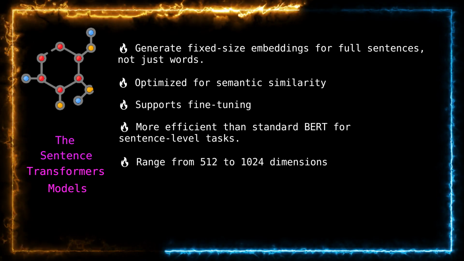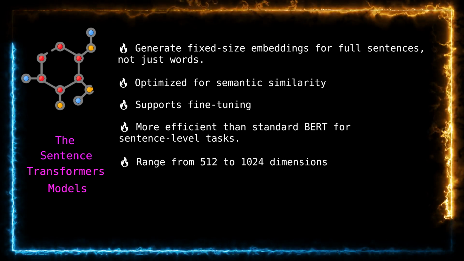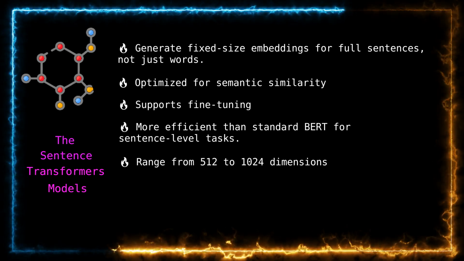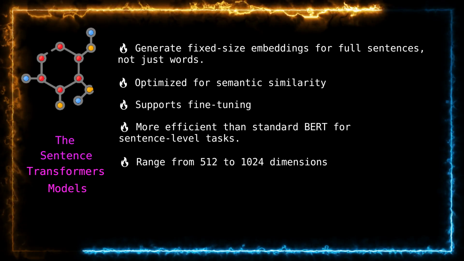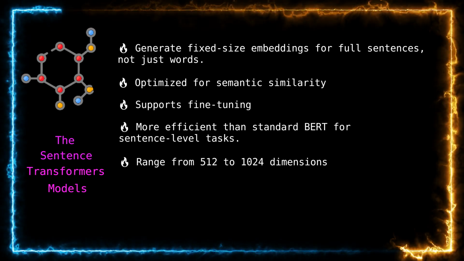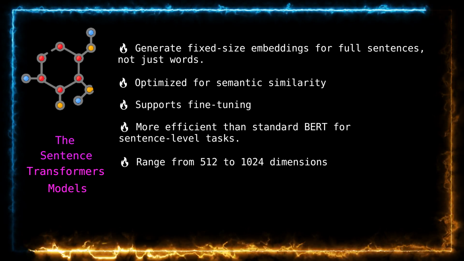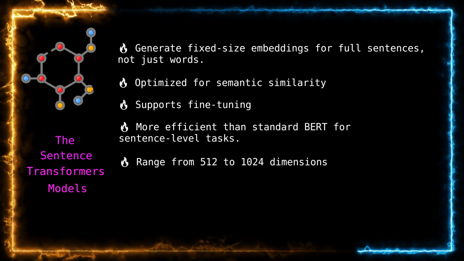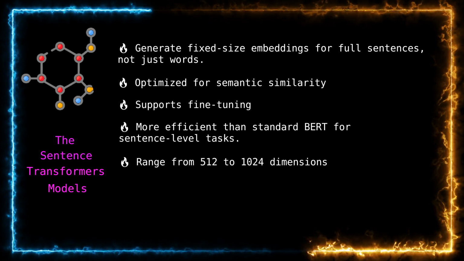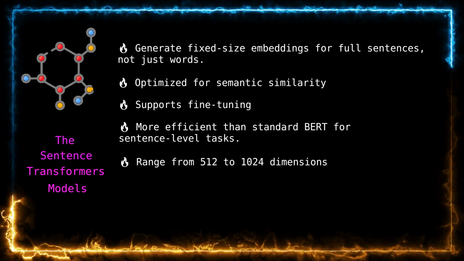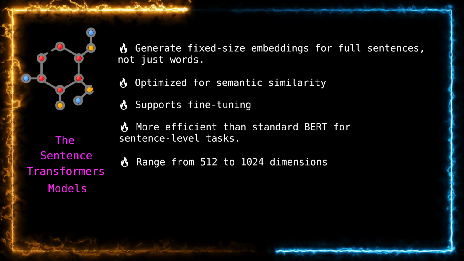Sentence transformer embeddings range from 512 to 1024 dimensions, depending on the model's variant. They are game changers for NLP applications, whether you're working on search engines, chatbots, or AI-powered recommendations. This model helps AI truly understand language.